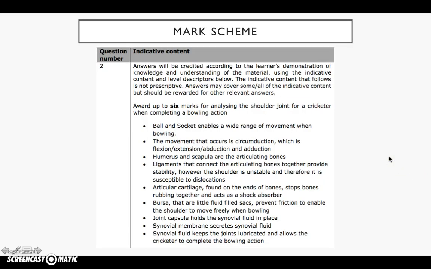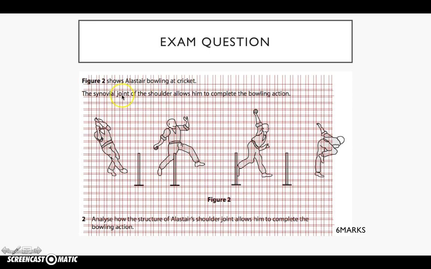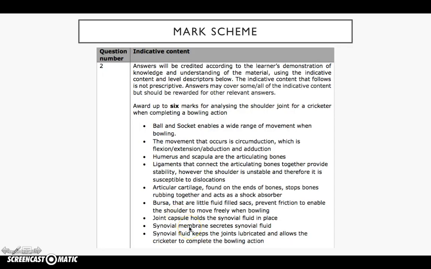And here is your answer. Okay, so what does synovial membrane do? Secretes synovial fluid. Synovial fluid keeps the joint lubricated, which allows the cricketer to complete the bowling action. You've got all the information you need on this. If you just go through this and try and make sense of the actual answer. Now, they've made it specific to the synovial joint of the shoulder that allows him to complete a bowling action, and how the structure. So to make structure here, we are talking about the previous slide with regards to the bursa, articular cartilage, synovial membrane, synovial fluid, ligaments, and this is what all this information is regarding here.